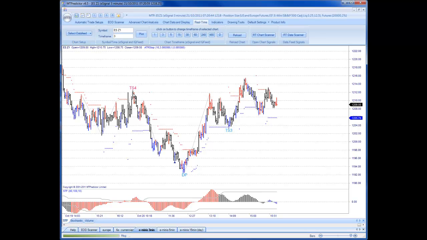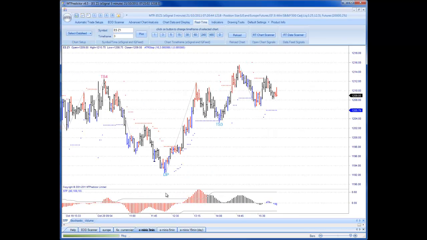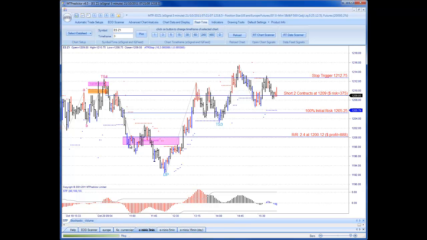Firstly, we had a TS4 sell here on a red STF, so a standard automatic MTPredictor sell setup. We put the analysis on, down to the first target. STF was weak, so a nice plus 2.4 R. Plus 2.4, I'm just writing that down.